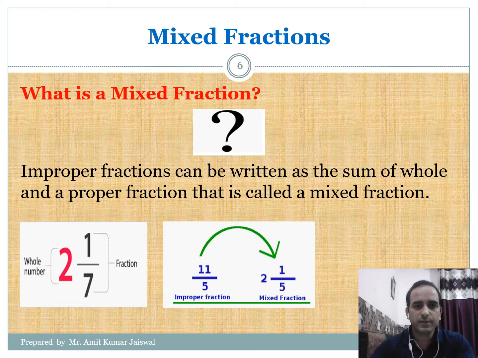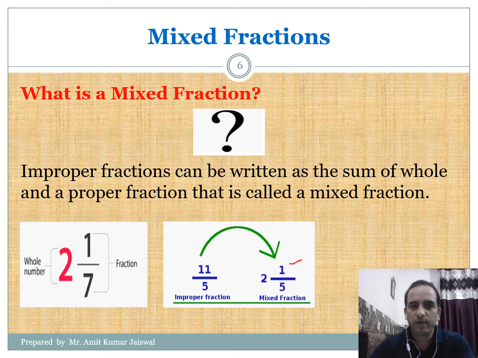So this is what we call a mixed fraction, and all the mixed fractions can be written as improper fractions. Here you can see that 11 upon 5 is an improper fraction, and it can be written as 2 1 by 5. So when you divide 11 by 5, you get the quotient 2 and remainder comes 1. So 2 as a whole quotient and remainder 1 upon divisor 5.